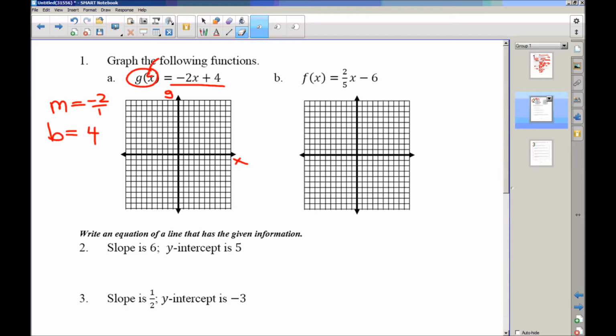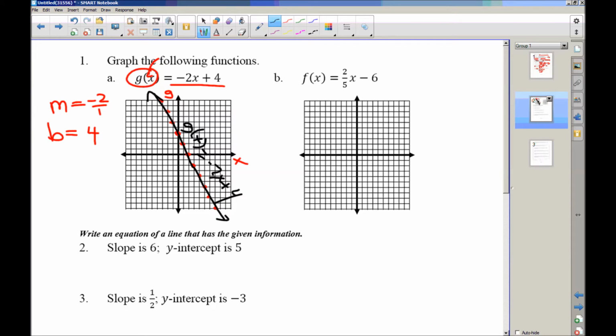So we label our axes, the x-axis and the g-axis. Then we plot our g-intercept, which is 1, 2, 3, 4. Our slope is negative 2 over 1, so from this point, go down 2 and right 1 to get new points. Then you can fill in the whole grid. So then we get this, and we write g of x equals negative 2x plus 4.